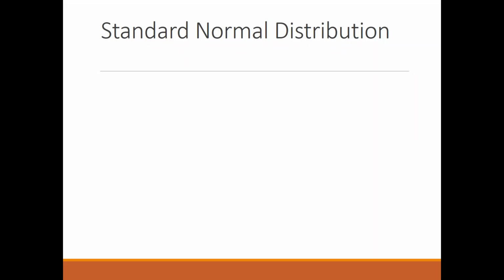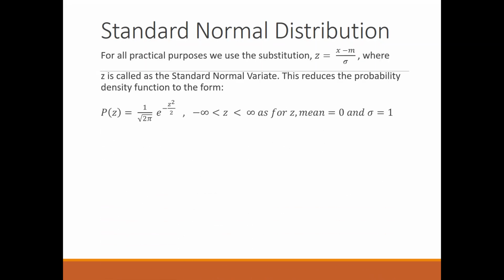The normal distribution is a continuous probability distribution, and it is also known as the Gaussian distribution. If you remember, we had used the probability density function, which looked like this: P(z) equals 1 upon square root of 2 pi, times e to the power minus z square divided by 2.